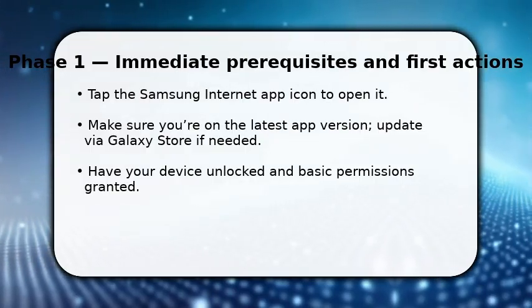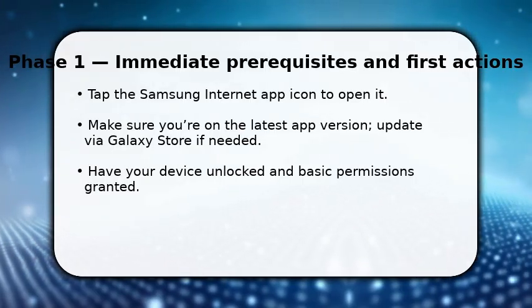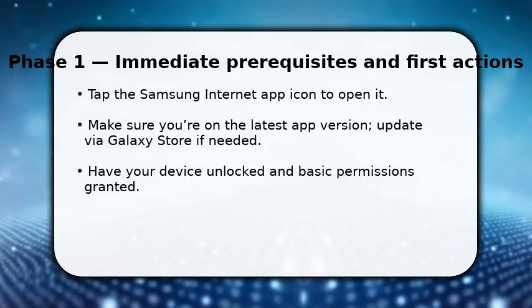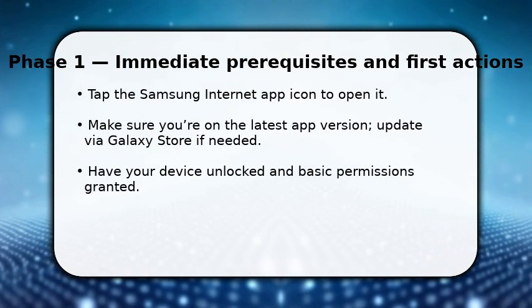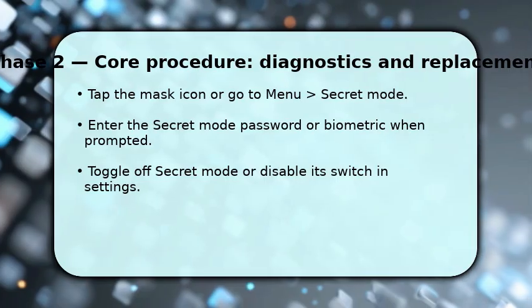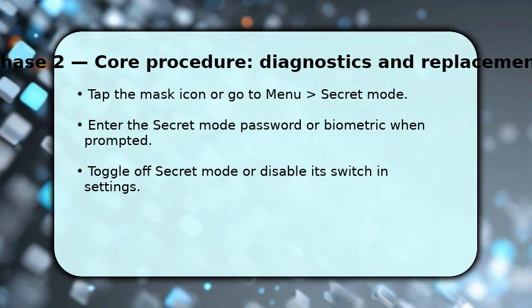If secret mode is active, it will show a mask icon. Note that disabling it will restore normal browsing and history behavior, which matters for sync and bookmarks. Once done, tap the mask icon or open menu, then secret mode to get to the control. You must authenticate first, so enter your PIN, pattern, or fingerprint.